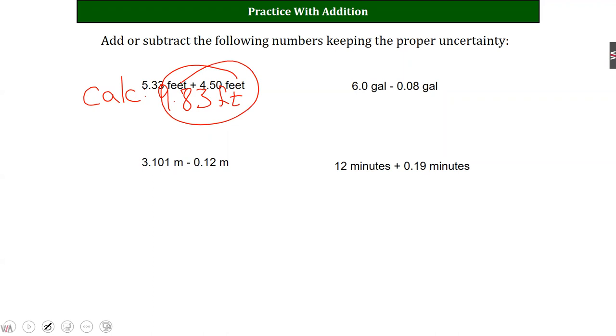If we say 6.0 gallons minus 0.08 gallons, when you plug that into the calculator, you get 5.92. And where's our largest uncertainty? It's in the 6.0, it's in the tenths place. So we need to round this to 5.9 gallons.